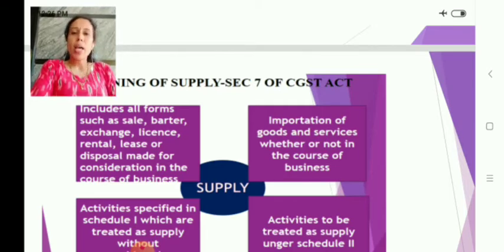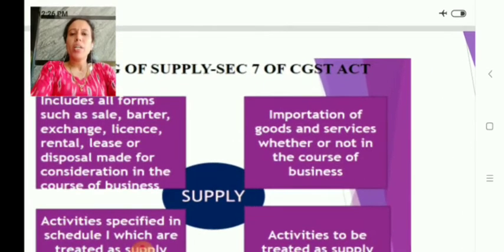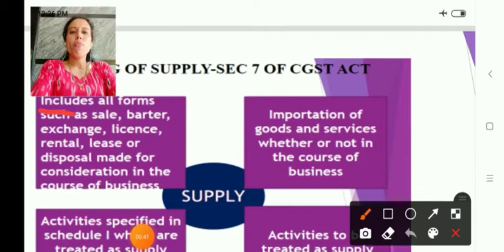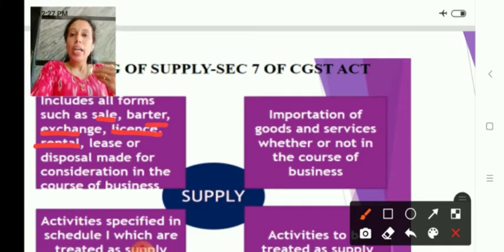Okay, so what is supply? If you look at the PPT, it includes all forms such as sale, barter, exchange of goods for goods, then exchange, license, rental, if you give any property or any vehicle on rent basis, that is also considered as supply, lease or disposal made in the course of business. So here any kind of supplies, any kind of sales, barter or exchange, everything is considered as supply under the GST concept.